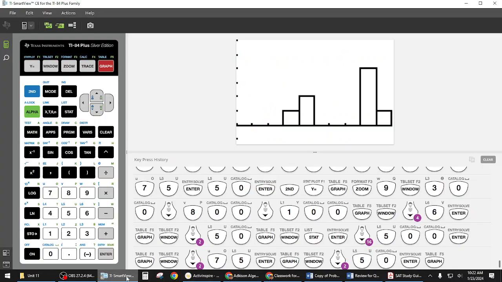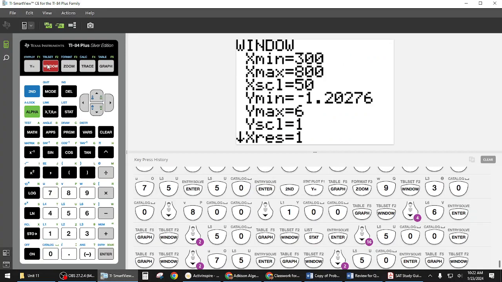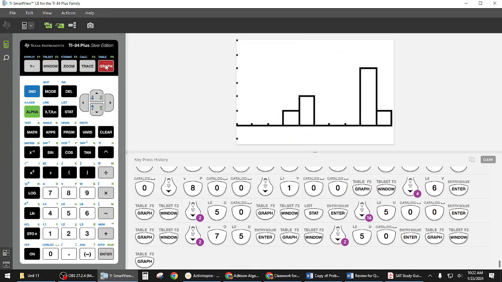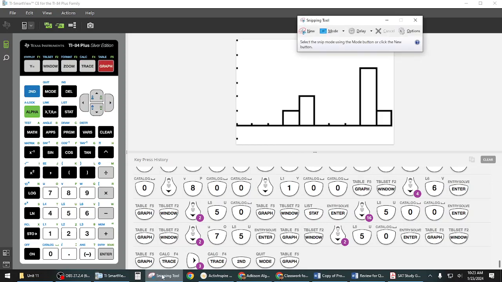So I've changed mine to starting at 300 up to 800 going by 50s, meaning my bin width is 50. And so on here, again, remember if you hit trace, it will take you to where it kind of just snaps to each bar. So 450 to 500 is my first interval with data in it. Okay. I think I'll grab a screenshot of that.